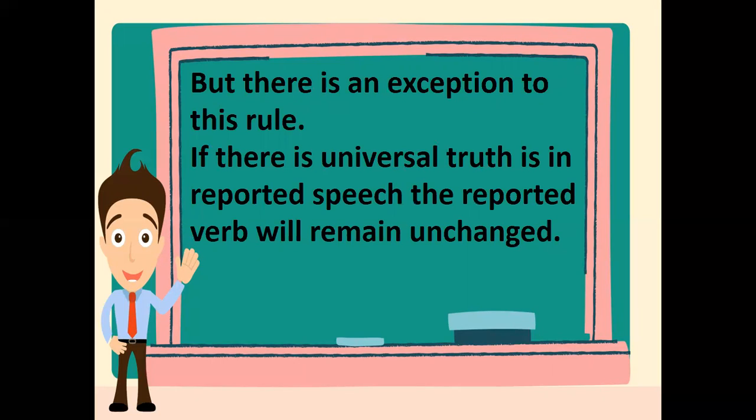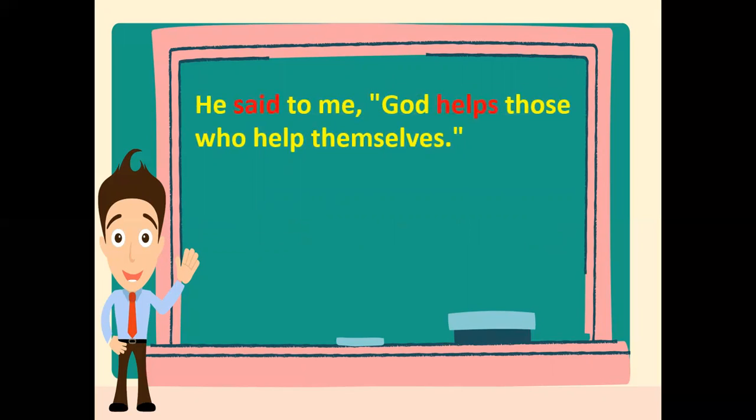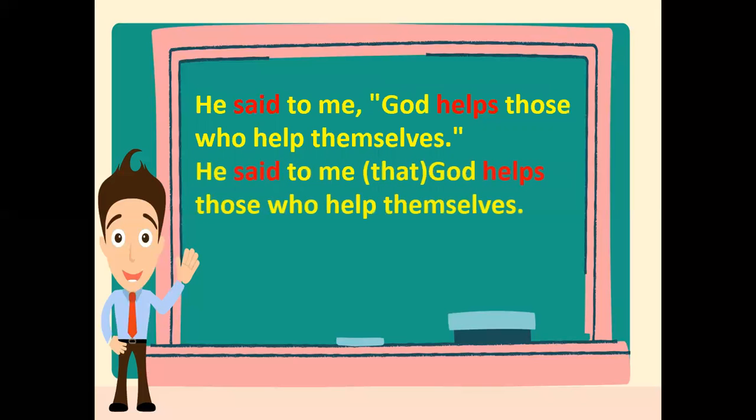But there is an exception to this rule. What is that exception? If there is a universal truth in reported speech, the reported verb will remain unchanged. So what is a universal truth? The facts that cannot be denied. See the example: he said to me, God helps those who help themselves. The reporting verb is in past, but God helps those who help themselves is a universal truth. So when we change it into indirect narration, we have: he said to me that God helps those who help themselves. There is no change in the reported verb, though the reporting verb is in past. So whenever you have a universal truth in your reported speech, your reported verb will be unchanged, even if your reporting verb is in past. Let's move further.